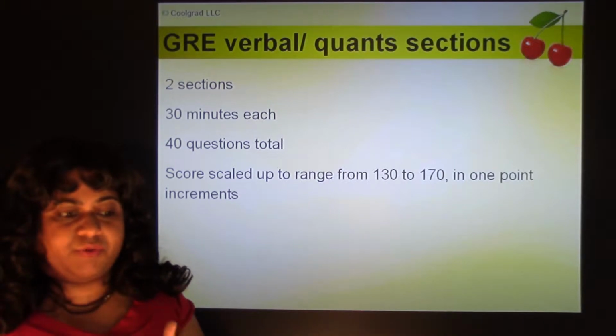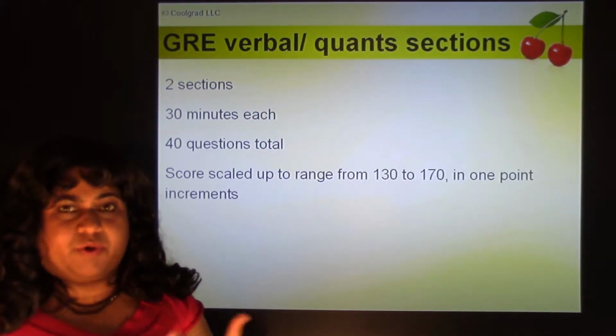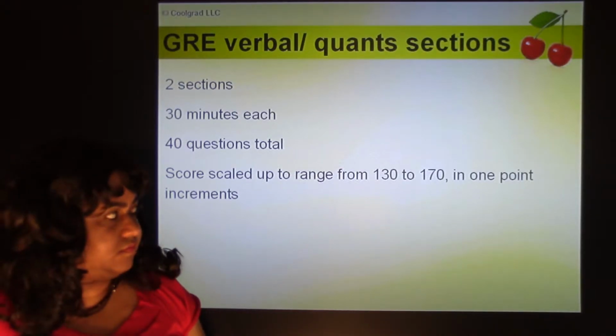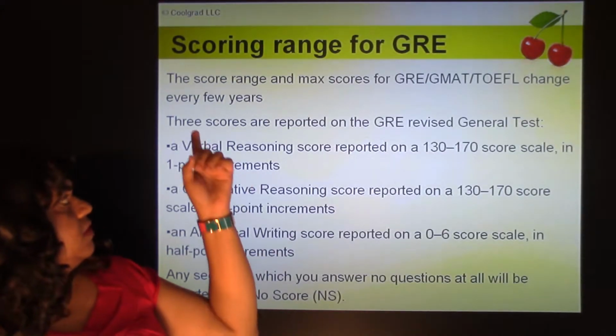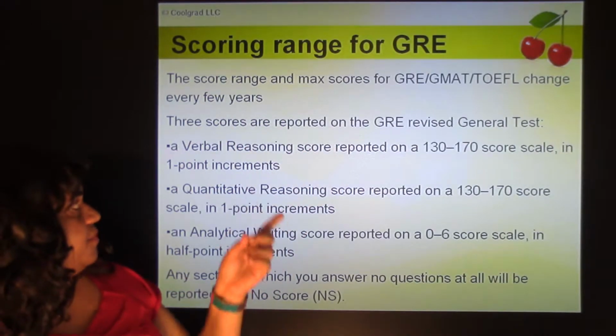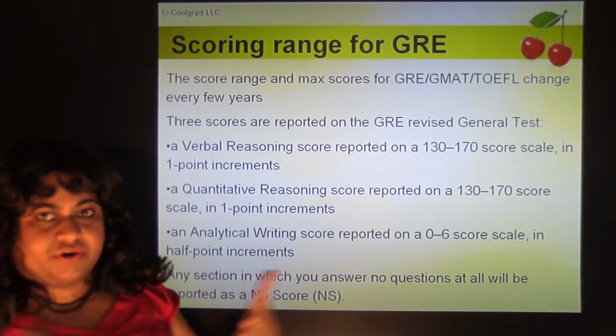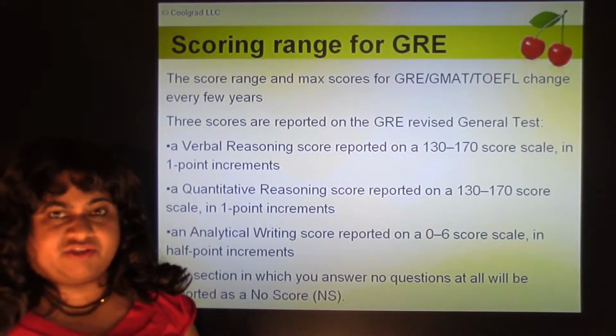So your score will range between 130 and 170 in 1 point increments. So it could be 131, 132, anything like that. That is the scoring range for the GRE. The maximum score range varies every few years. They keep changing the format.